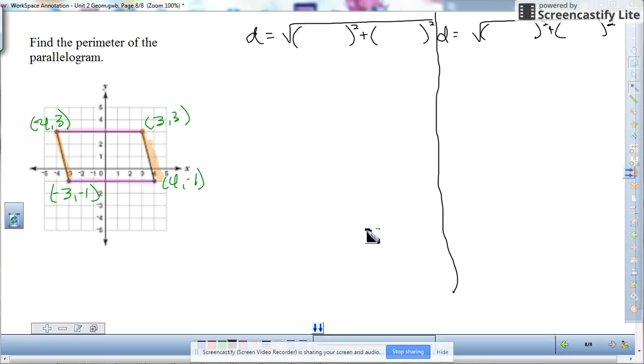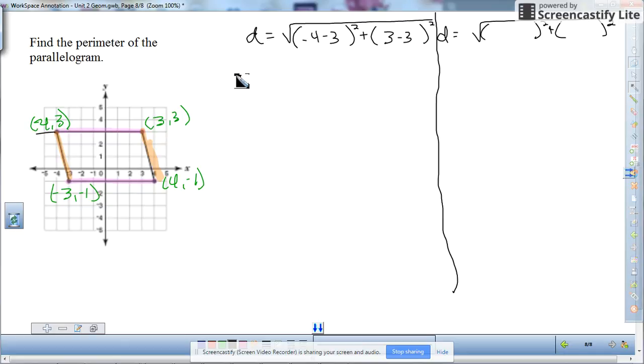So let's finish this last problem. Again, we're finding the perimeter of the parallelogram. I am going to find the distance from this point, -4, 3, to the point 3, 3. So remember, first we want to take the difference in our x's. So -4 minus 3. And then my y's, 3 minus 3.